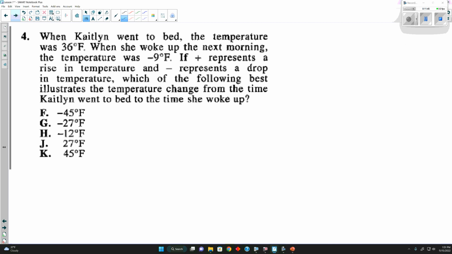When Kathleen went to bed, the temperature was 36 degrees Fahrenheit. When she woke up the next morning, the temperature was negative 9 degrees Fahrenheit. If plus represents the rise in temperature and minus represents a drop in temperature, which of the following best illustrates the temperature change from the time Kathleen went to bed to the time she woke up? Which ones do we know are not going to be correct? J and K, because if it doesn't have a sign in front of it, it means plus, which means it went up. F or G, I would agree, would be one of the two.